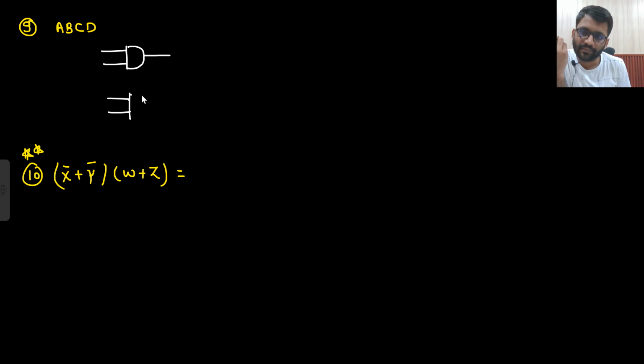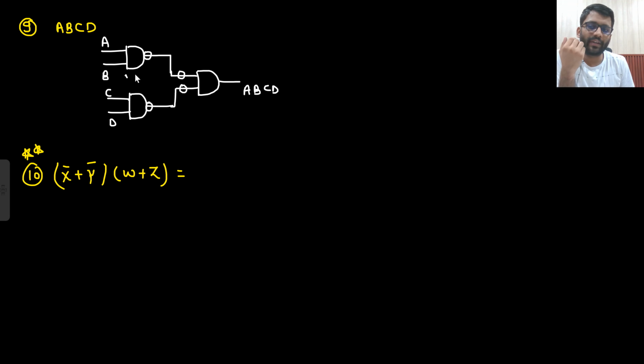ABCD. A, B, C, D. Then multiplication of this A, B, C, D. So if I use an inverter here, then another inverter I will have to use. This will require 1. This will require another 1, 2. This will require another 1. This will require 1 more. And how much will this require? 2. Right? This will require 2.